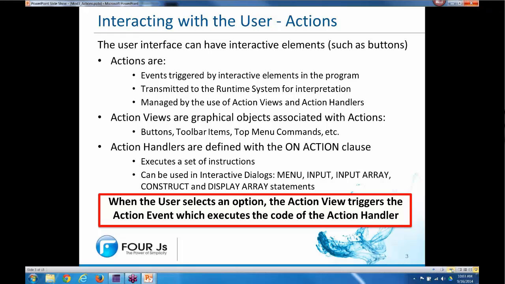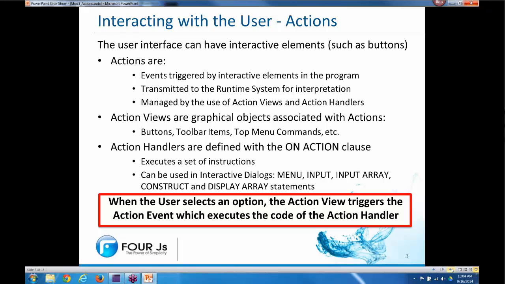When we talk about an action view, we're talking about the graphical objects on a screen that are associated with the action. So they can be buttons, they can be toolbars, they can be top menu commands. We saw the double-click attribute. It can be control keys. They're the buttons in the default panel versus buttons that we put on the screen. Any way that the user is able to interact, that is an action view.